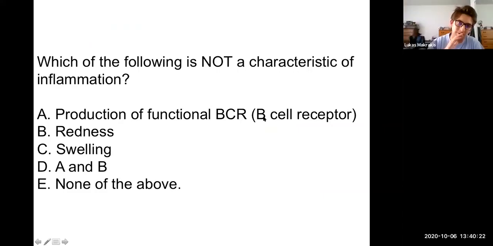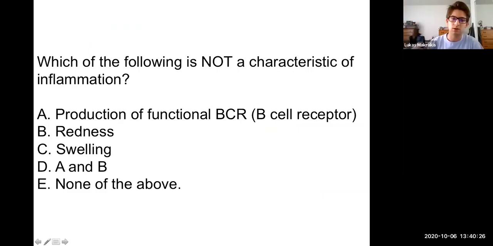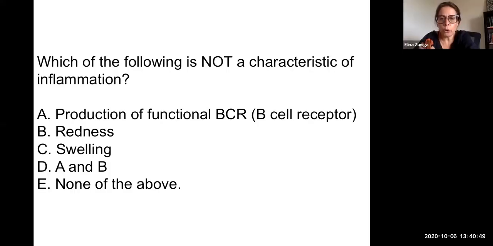Okay, yes, please, Lucas, go ahead. So I was wondering, regarding the classical pathway, if you're responding to a disease for the first time, does that mean the only way you're going to be able to fight it is through the classical pathway, because you have to wait for the adaptive immune system to create antibodies? Good question, but no.